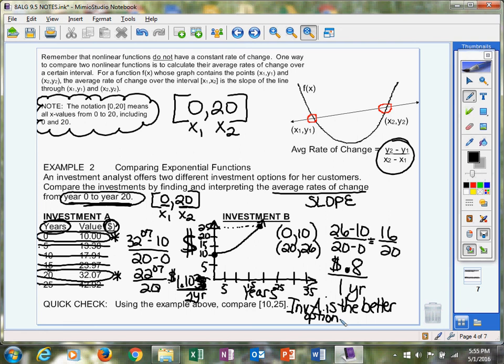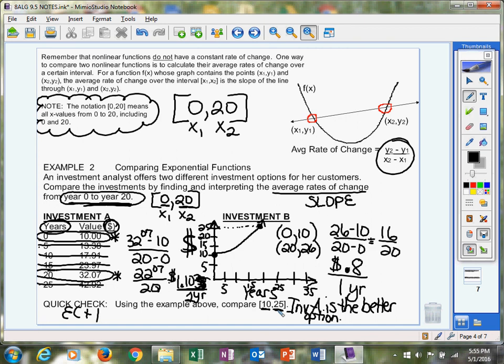Okay? The quick check is yours. So there you go. This time they changed the interval. They want you to start with when x is 10. What's that point when x is 25? That's not the point 10, 25. These are two different points. This is your first point where x is 10. This is your second point where x is 25. Find the average rate of change, and from that interval, what would be the better investment?